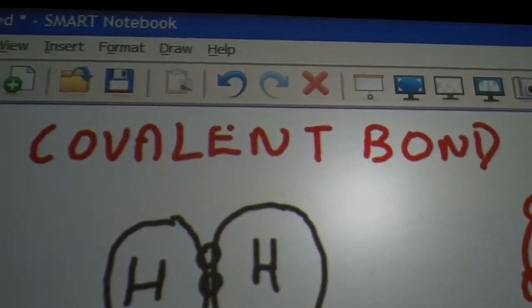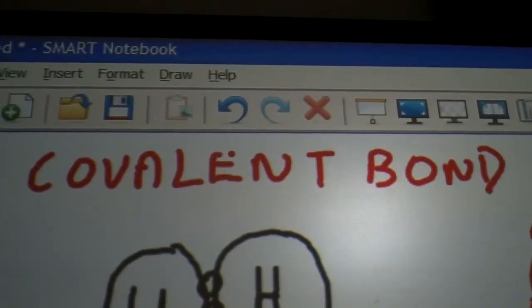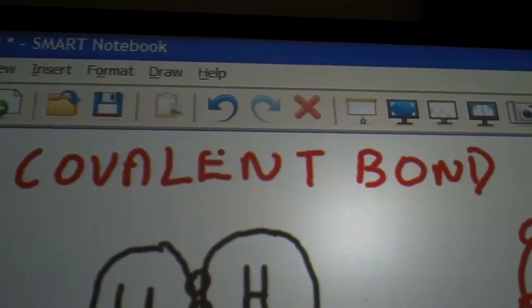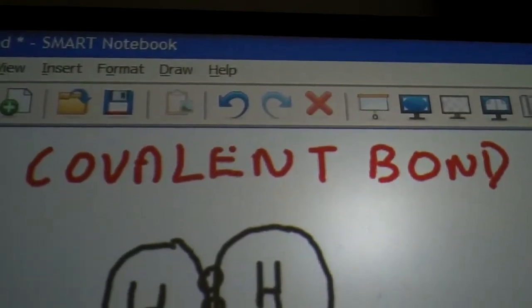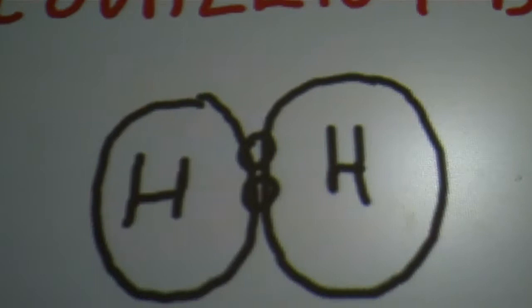Okay, we're now going to look at the other type of bond, which is called a covalent bond. In the ionic bond, we had one atom give another atom electrons. A covalent bond is when they share electrons.